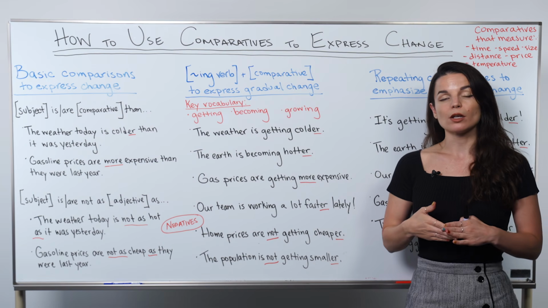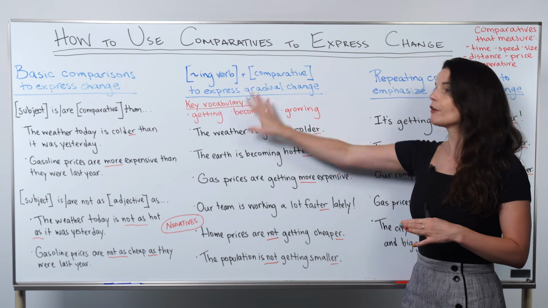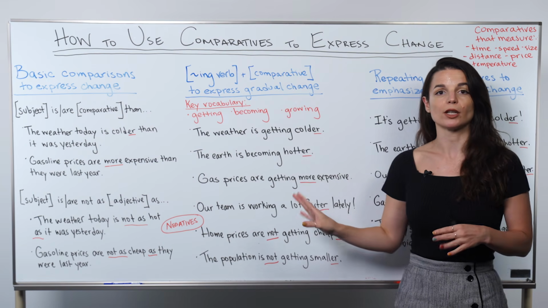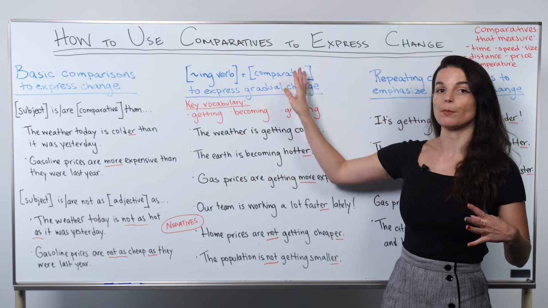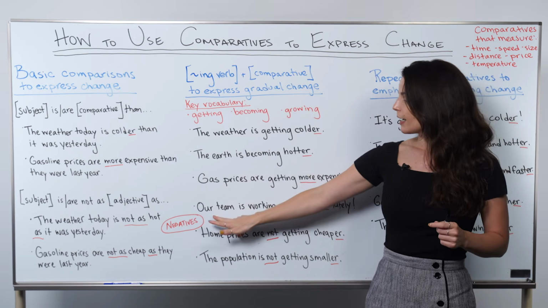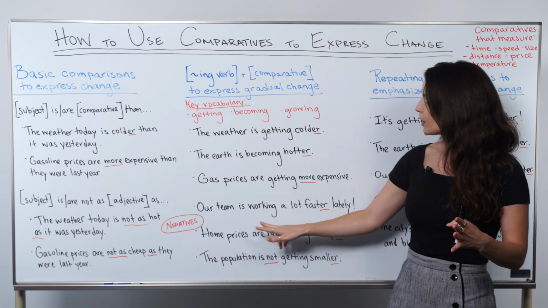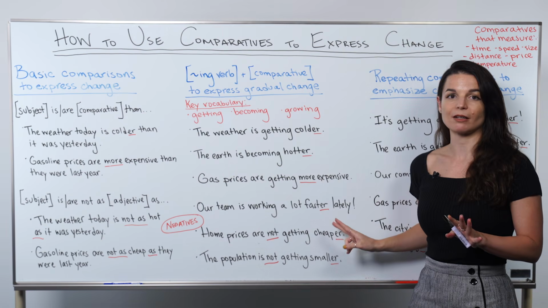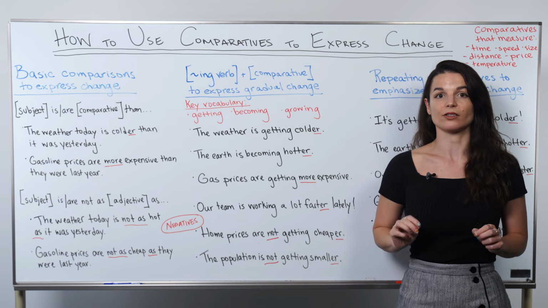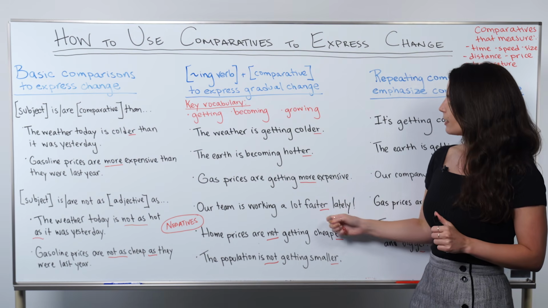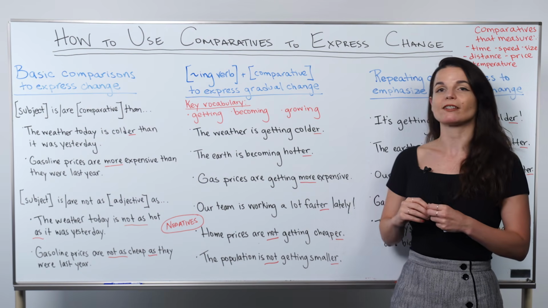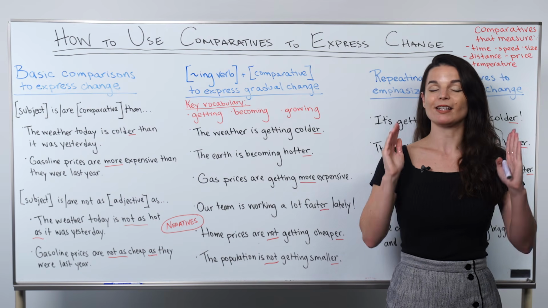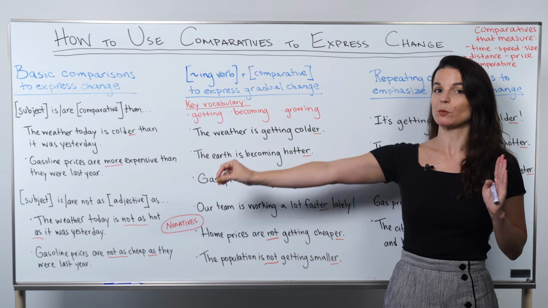Now let's look at one more example. I wanted to include another example that uses a different verb and kind of a different situation so you can see how we can build on this grammar pattern. Okay, so next example is our team is working a lot faster lately. So in this sentence, we have the comparative faster. So this shows faster than before, right? So the speed now is more than it was before.